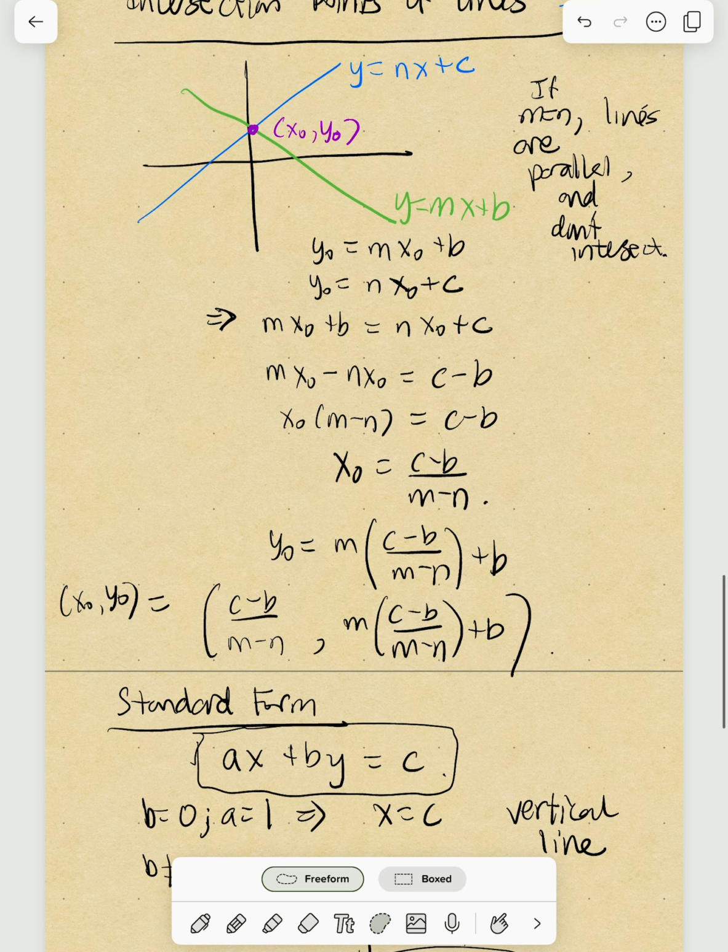And by the way, here I'm assuming that the two lines actually intersect. If I have parallel lines with the same slope, so that would be if m is n, they don't intersect. Because the first line will be y equals mx plus b1, and the second line will be y equals mx plus b2. If they intersected, then the y coordinate would satisfy mx plus b1 equals mx plus b2. And that would imply that b1 equals b2. Right, but that can't happen if you have two different lines.